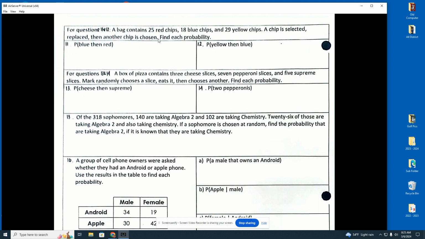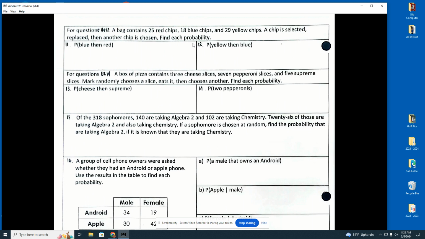A bag contains 25 red chips, 18 blue chips, and 29 yellow chips. How many chips we got, y'all? We got 72 chips. Okay, it's good to get that out of the way. 72 chips. Now, it says that a chip is selected, replaced, then another chip is chosen, okay? So replace tells me it goes back in, right? So what's the probability of blue, then red?